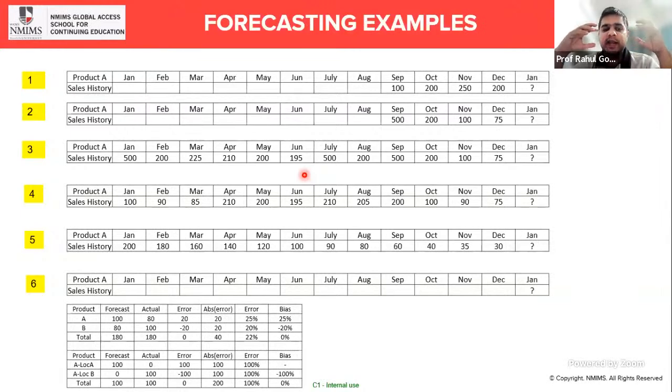Now look at the second scenario, right? So you again have got 4 months of historical data. September 500, October 200, November 100, December 75. So tell me what will be the forecast for Jan and why you are giving that number. What is your assumption? Okay, Sumit is saying zero. Okay, Sumit, what is the assumption? Why zero? Is everyone agreeing to zero, or anybody has any other observation by looking at the data?